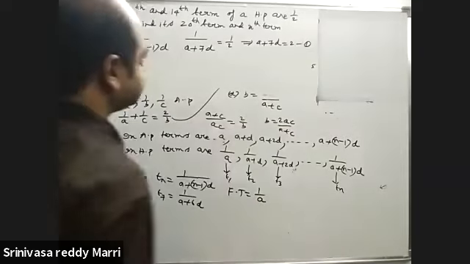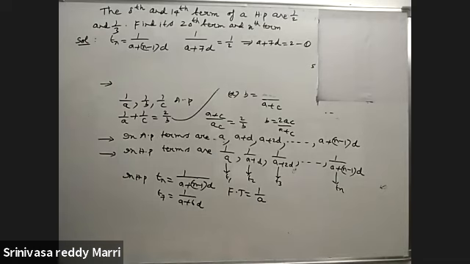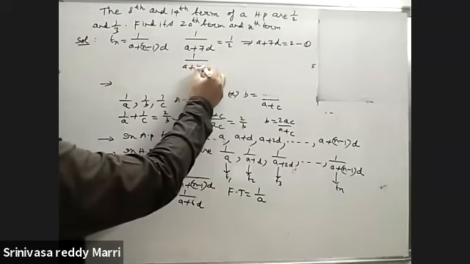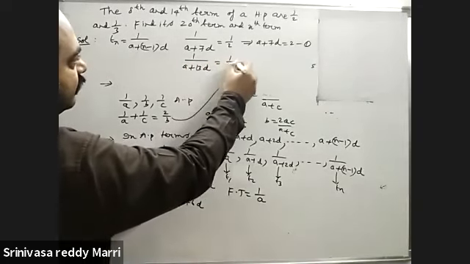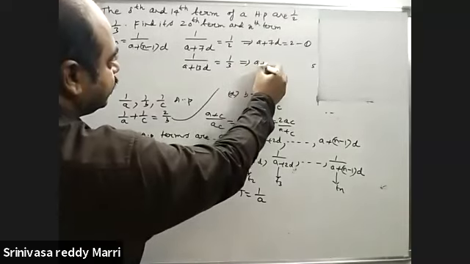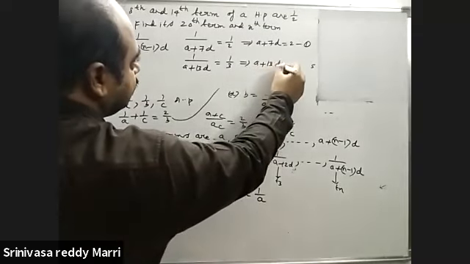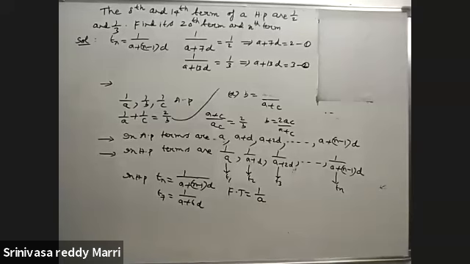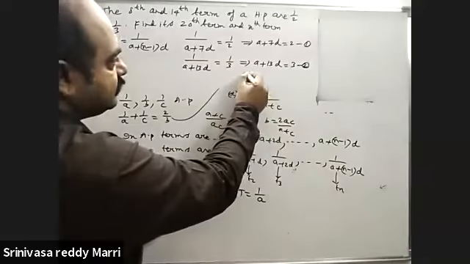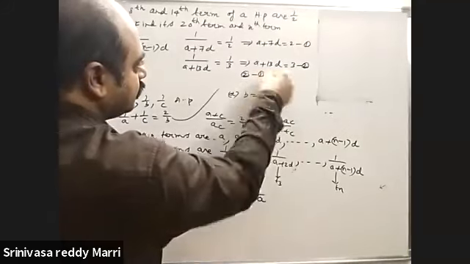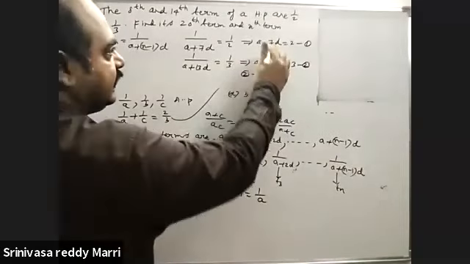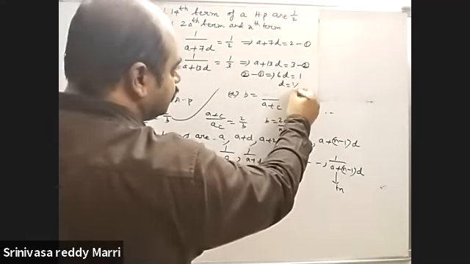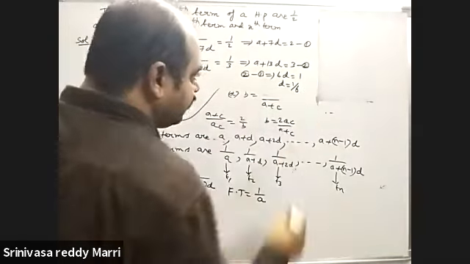Let us take it as the first equation. Then the 14th term, n equal to 14, is 1 by 3. That implies a plus 13d equal to 3. Second equation. From these two, you have to calculate d and a. So 2 minus 1 implies 13 minus 7, 6d equal to 1. So d is nothing but 1 divided by 6.